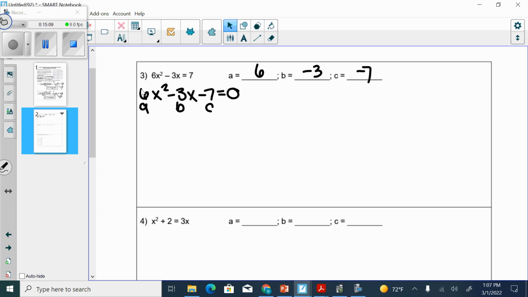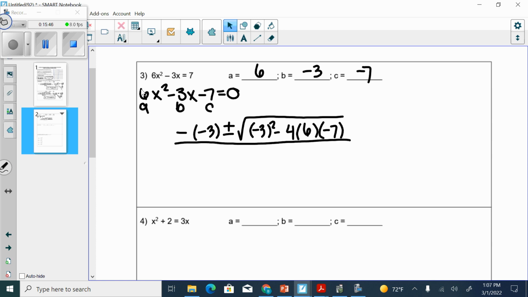The formula from the front was -b. So I have -b, and what's our b? So I got -3 plus or minus the square root of b squared. What was our b again? So I got -3 squared minus 4 times a. What's a? Times c, which is -7. And this is all over 2 times a, and we said a was 6.